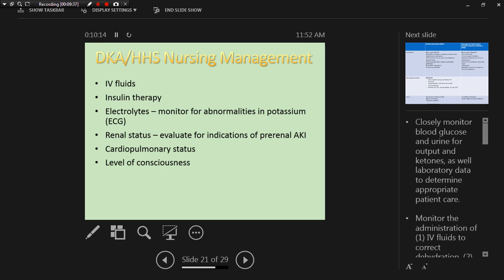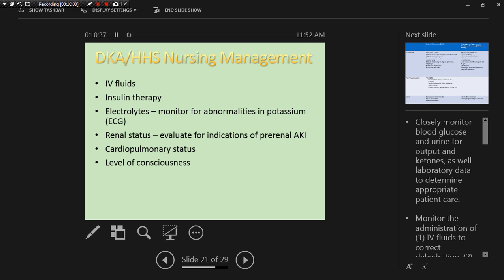Cardiopulmonary status, right? Not all older patients, especially if they've got renal disease, if they've got heart failure, can stand massive amounts of IV fluids. So we need to be monitoring their cardiopulmonary status when we're rehydrating them, resuscitating them. What are their lung sounds like? What are their O2 sats? And then level of consciousness.